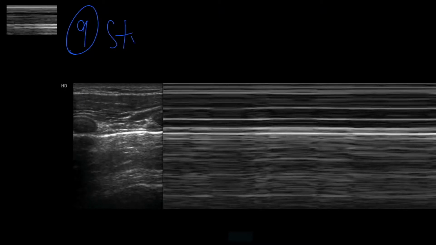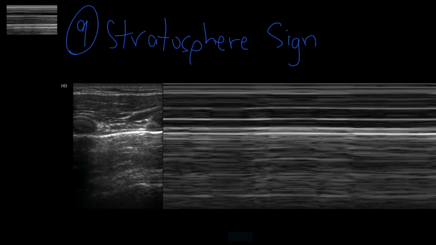The next sign is called the stratosphere sign, or some call it the barcode sign. And this is the M mode equivalent of lack of lung sliding. So if we look at this 2D video clip here, we see rib shadowing, rib, a little bit of shadowing. So we know below that is this hyperechoic line that we've identified as the pleural line. But notice, looking at this pleural line, that there's no movement along it.